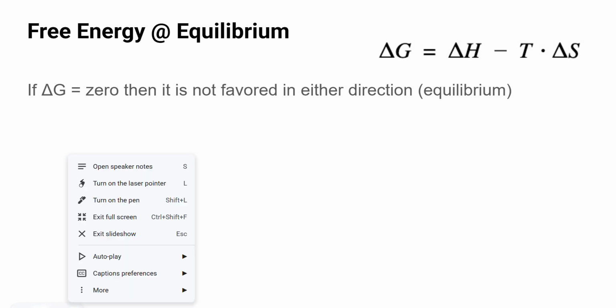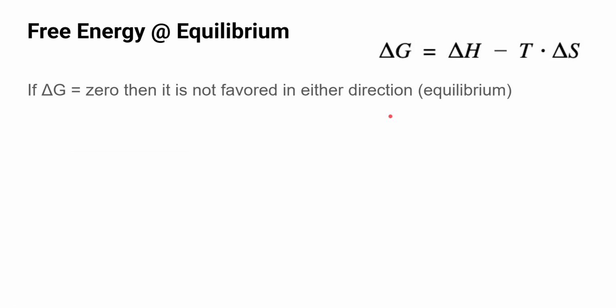So if delta G is negative, then this is going to happen in the forward direction. We call that thermodynamically favored. If delta G is positive, then it's not thermodynamically favored, and it's likely going to happen in the reverse direction.